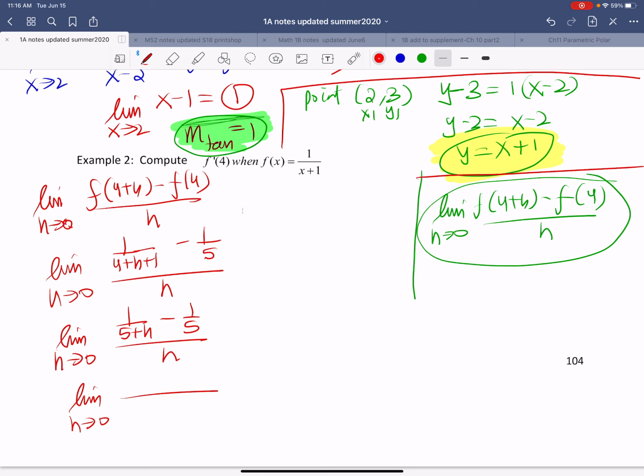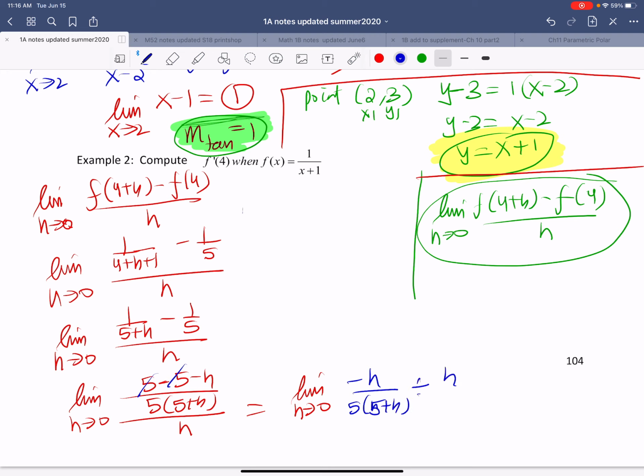Limit h approaches 0, 5 minus 5 plus h divided by 5 times 5 plus h, all over h. So limit h approaches 0, the 5 and negative 5 is gone, negative h over 5 times 5 plus h divided by h. That is negative h divided by 5 times 5 plus h times 1 over h.